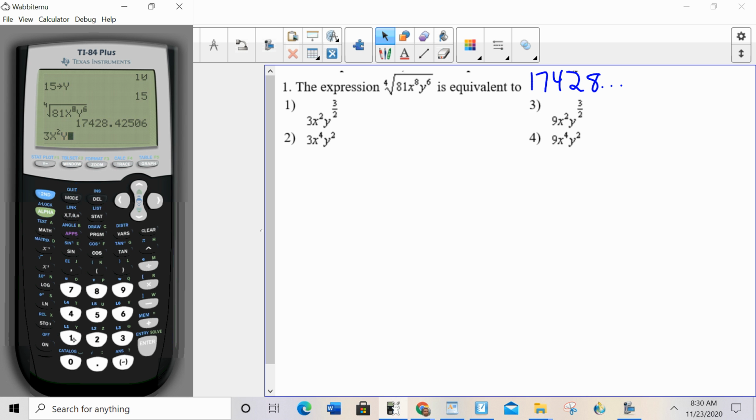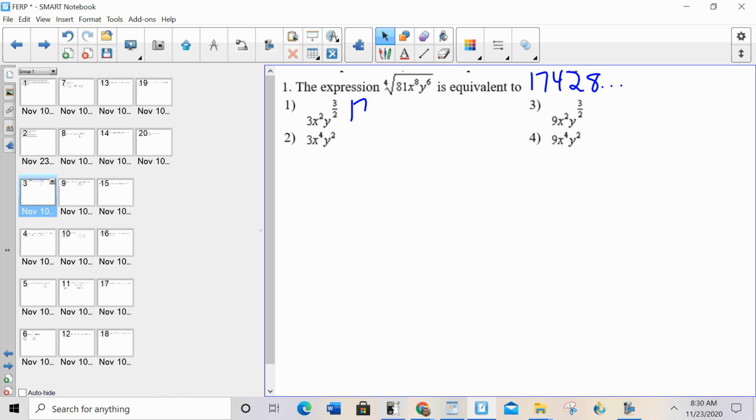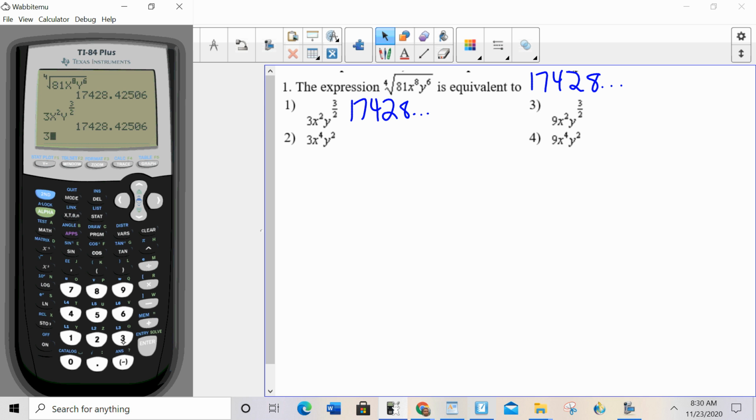Alpha 1 for y to the power of, to type the fraction in, alpha y equals. Enter. I get 17,428, dot, dot, dot. That one matches up. I'm looking at the rest of the choices. I can't really see how any of them will also be equivalent to that. But I'm going to go through all the choices just to be sure, because that's a good habit to be in. So choice 1 looks good, but I'm going to check the rest of them.